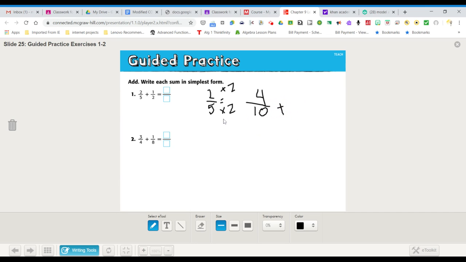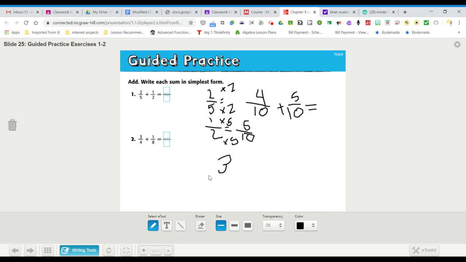Plus, we have to change this 1/2 into tenths. Ooh, how are we going to get to tenths? How do you get from 2 to 10? What are you multiplying by? If you said 5, you are absolutely right. We are multiplying by 5. And 1 times 5 is 5. So we end up with 4 tenths plus 5 tenths. What does that equal to? And I'm going to leave that there for a second and let you finish that one out.